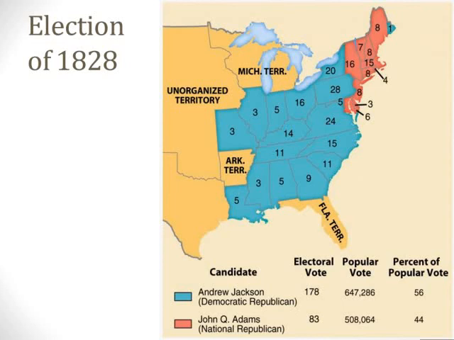So, the election of 1828 happens. And Jackson runs, and Jackson wins, 56% of the popular vote. This is also the first time we have more than 1 million people vote, so that's kind of cool. Can you imagine? 1 million people voted. We're like, oh my gosh, 1 million people. It's a lot.